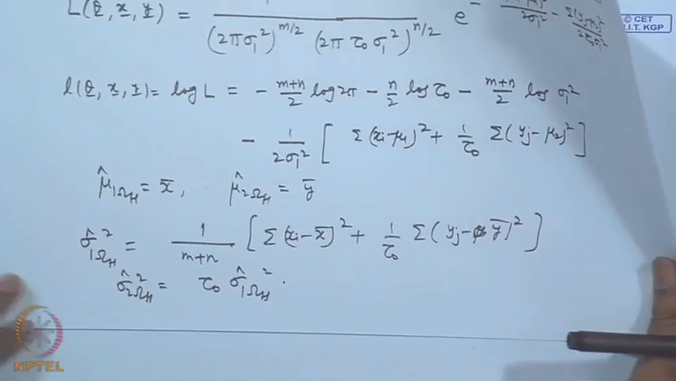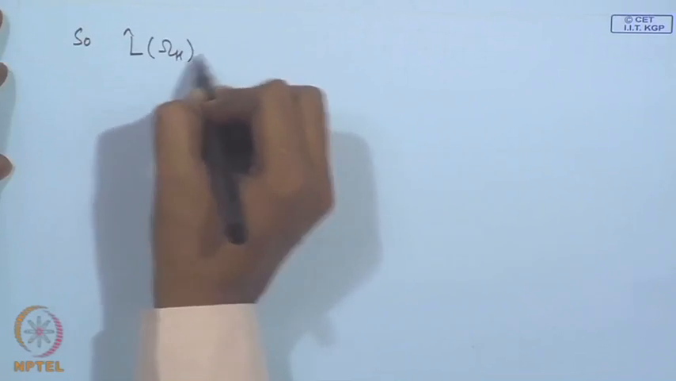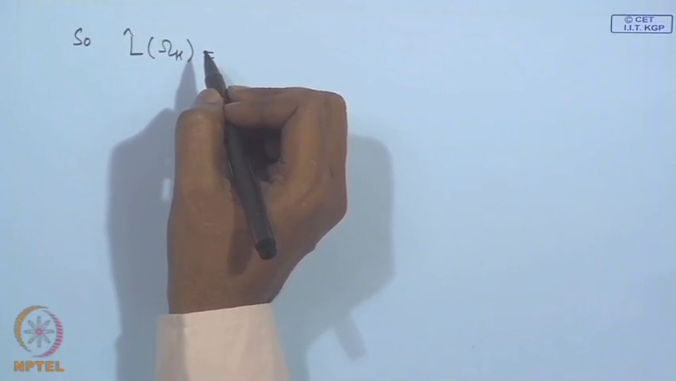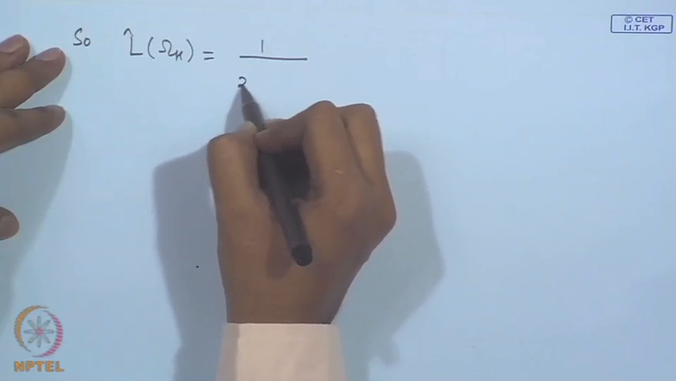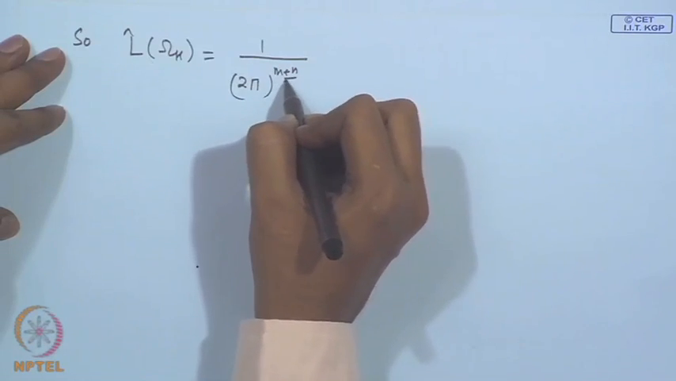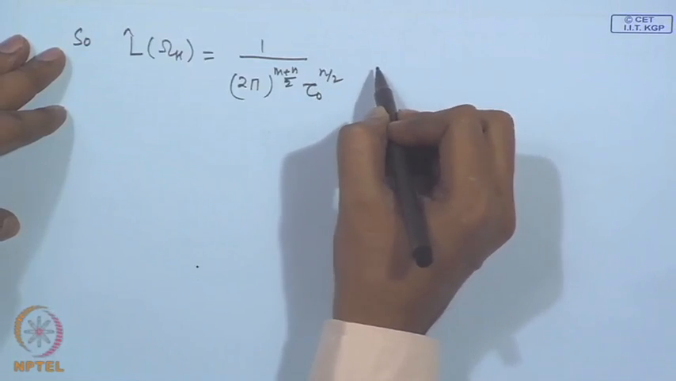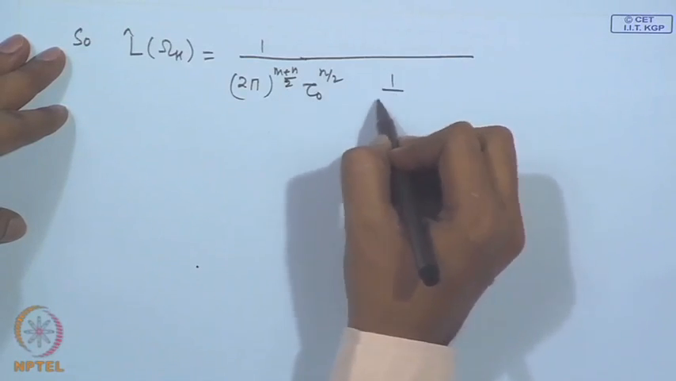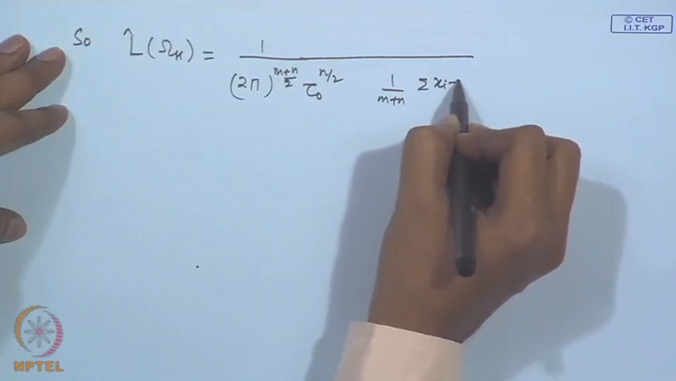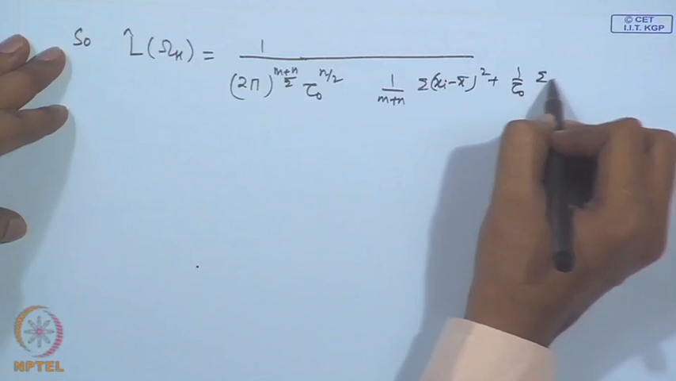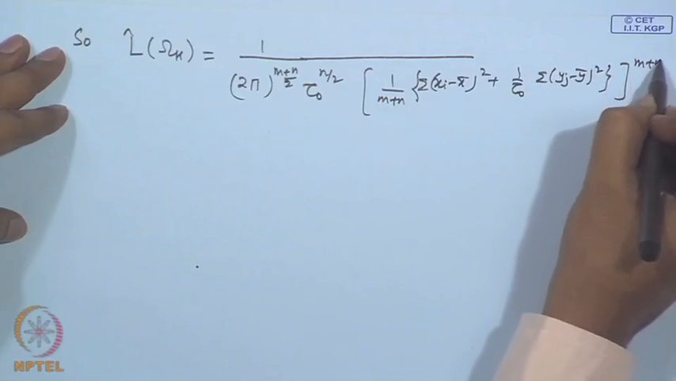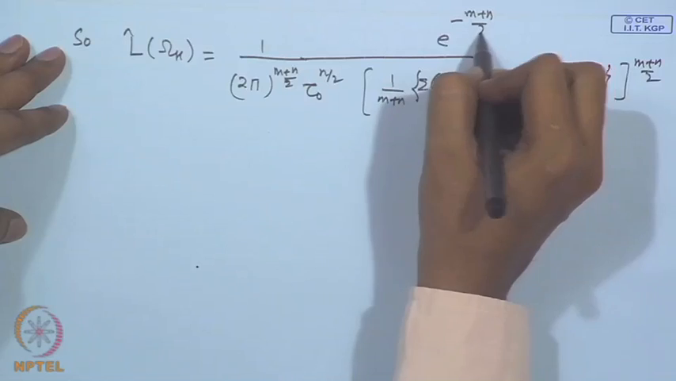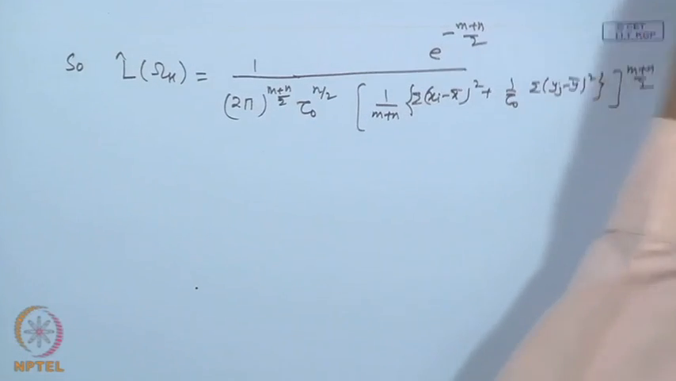As a consequence, if I substitute these values in the log likelihood function, we get L hat of omega_H as 1 by 2 pi to the power (m plus n) by 2, tau naught to the power n by 2, and then [1 by (m plus n) sigma (x_i minus x bar) square plus 1 by tau naught sigma (y_j minus y bar) square] to the power (m plus n) by 2, e to the power minus (m plus n) by 2. So, this is the term that we will be getting.